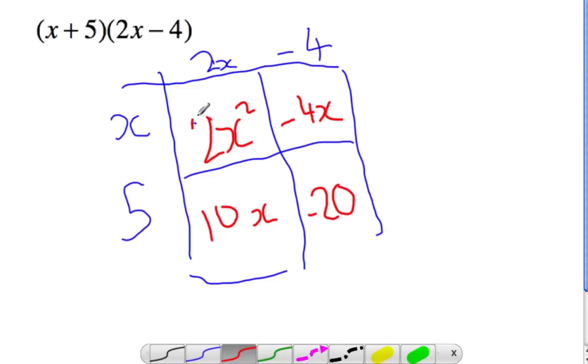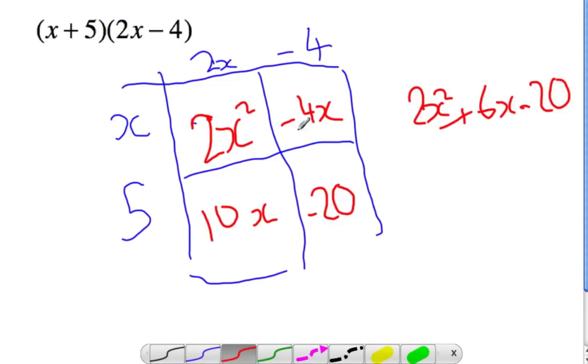Now we can put all of these things together, right? So we've got 2x squared, and then we've got these two, the diagonal ones, so plus 6x, and then minus 20.